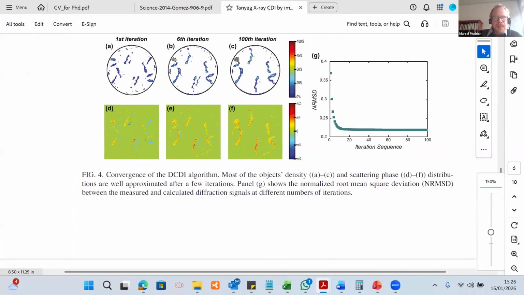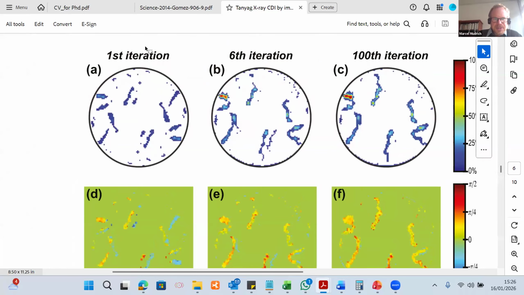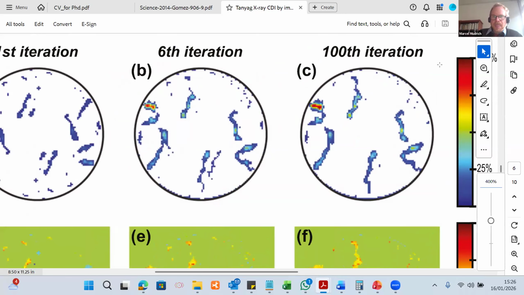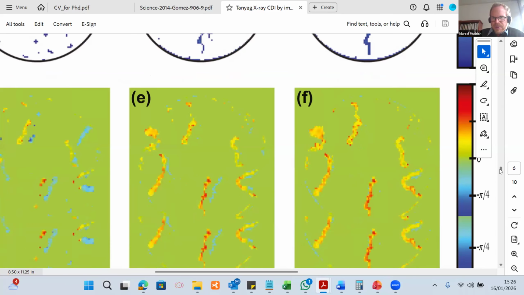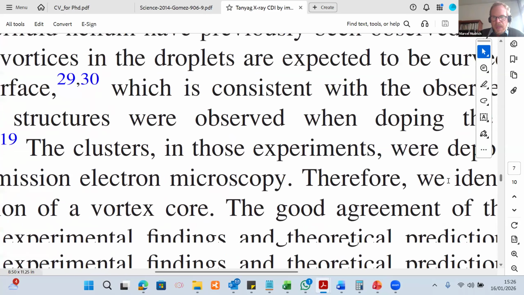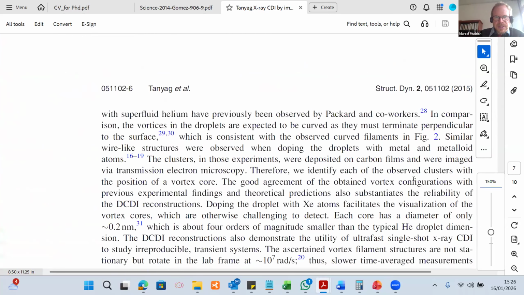Yeah, so by doing this iterative phase retrieval, they could really get some idea of how the exact shapes of these vortex lines looked. They are not just straight lines, but more corkscrew shaped, always ending up perpendicular on the surface of the droplet, but then they get these curved shapes because the surface of the helium droplet is curved. Do we have some more interesting patterns here?